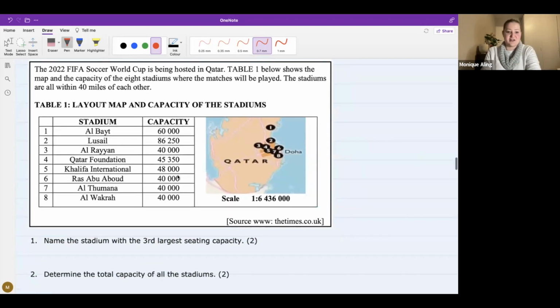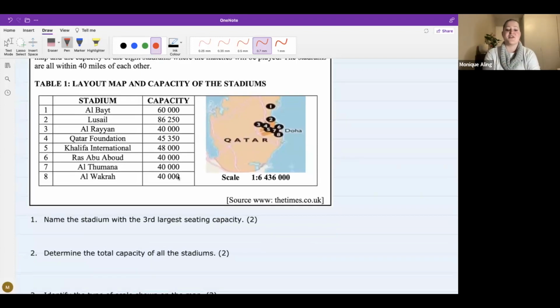So the first question, name the stadium with the 3rd largest seating capacity. Oh, that was quick. Okay, cool. Everyone got that. The Khalifa.